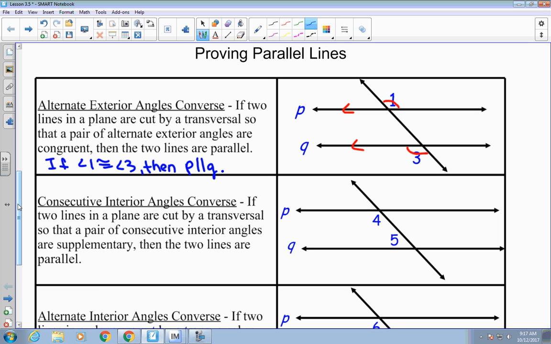The consecutive interior angles converse. Okay, this says that if two lines in a plane are cut by a transversal, so that your consecutive interior angles are supplementary. So if these right here are supplementary, your consecutive interior angles, then that is going to be enough to prove the lines parallel. So if angle 4 and angle 5 are supplementary, then P is parallel to Q.